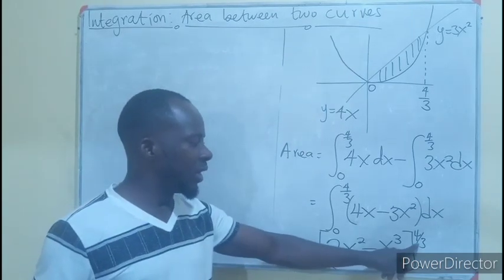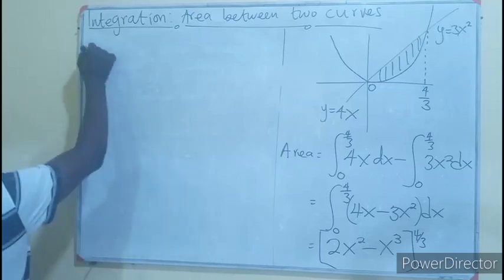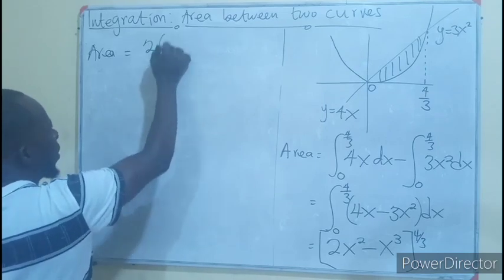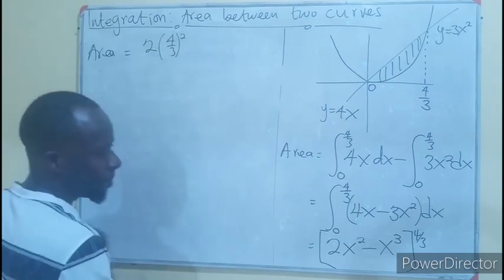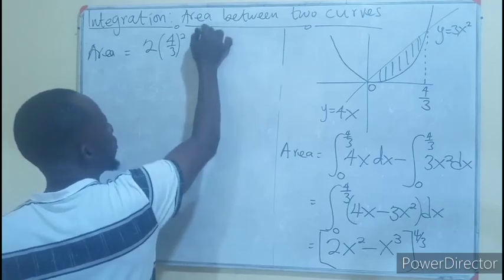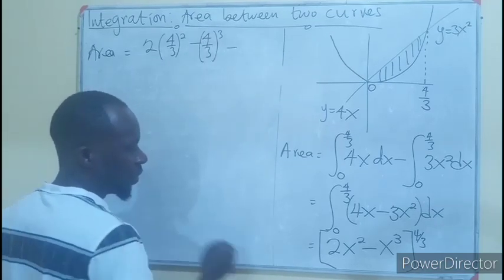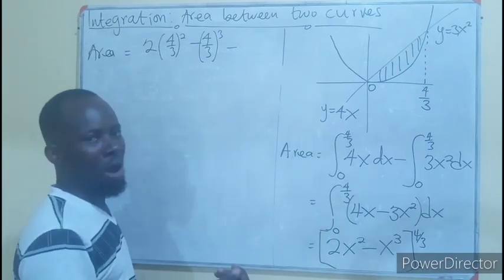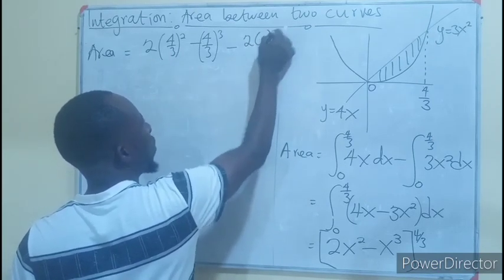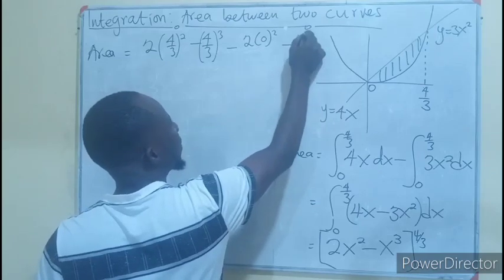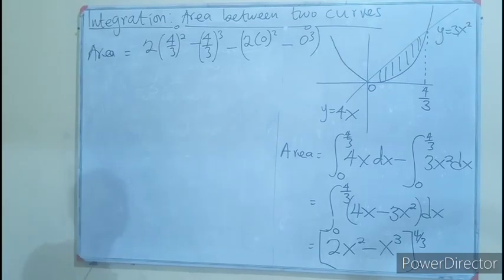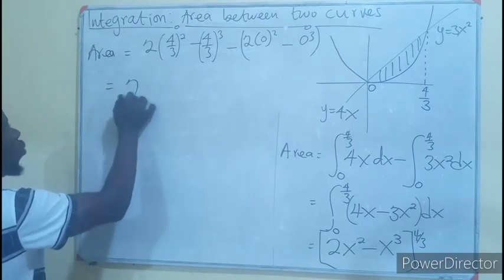Good. Putting in the upper limit, so it's going to be area equals to 2x, and your x is what? 4 out of 3 squared, minus 4 out of 3 raised to the power 3, minus, don't forget, if I put in 0, I'll still get 0 throughout, but let's see. We have 2 times 0 squared minus 0 to the power 3, which we are going to ignore all of them because it will give us what? 0.